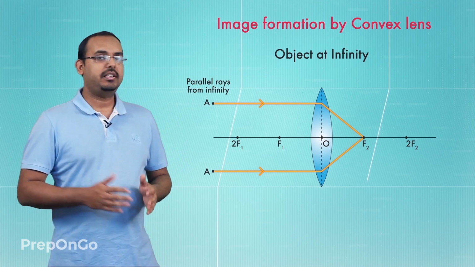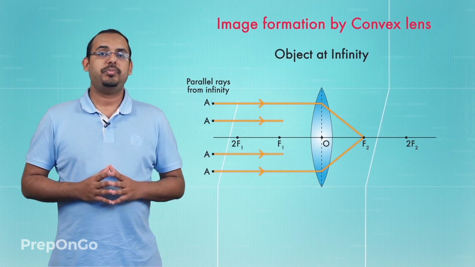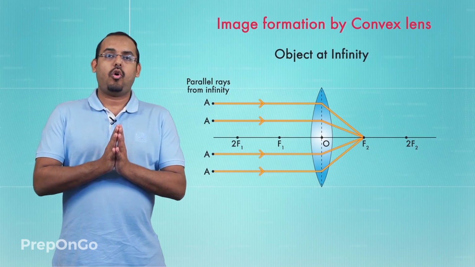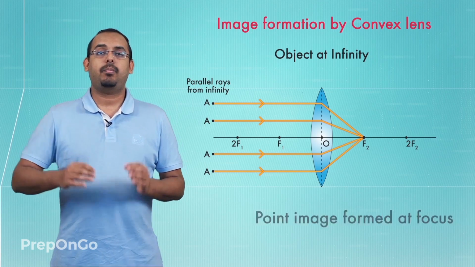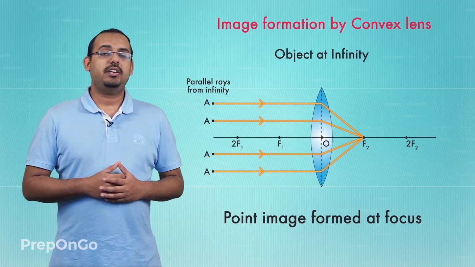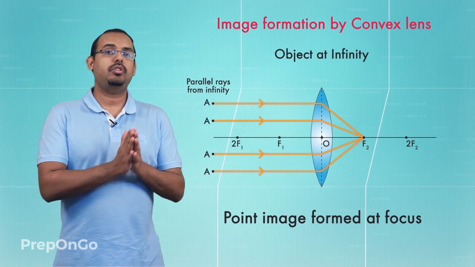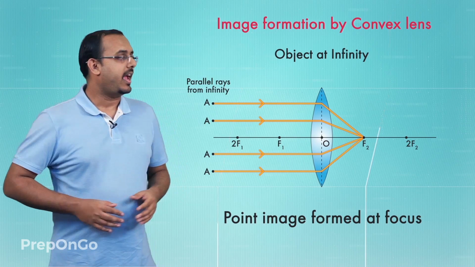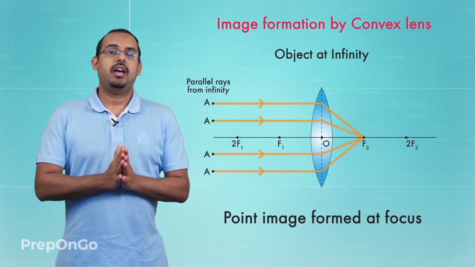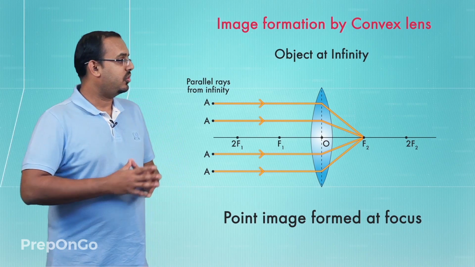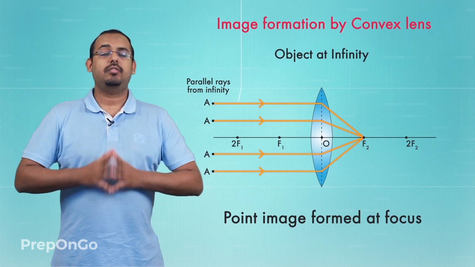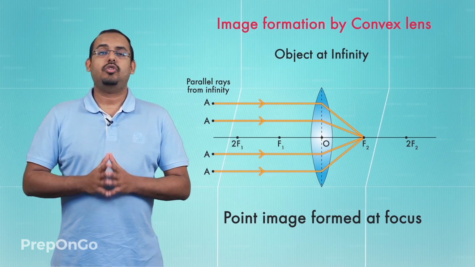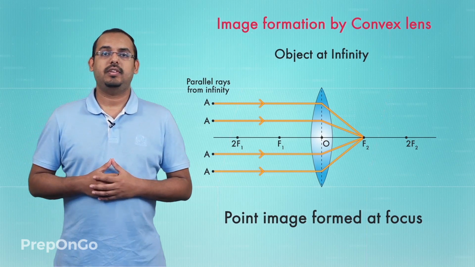So here, if we repeat this practice for all the points on the object, we will find that all the points lie on the focus of this convex lens, which means that a point image of the object which was placed at infinity with respect to the convex lens is formed at the focus of this convex lens after refraction. So a convex lens for an object placed at infinity forms a point image of that object at the focus of the convex lens.